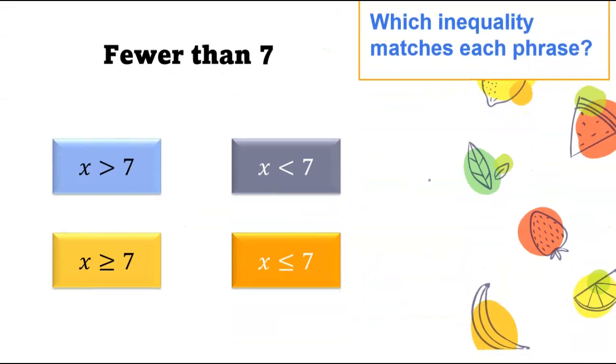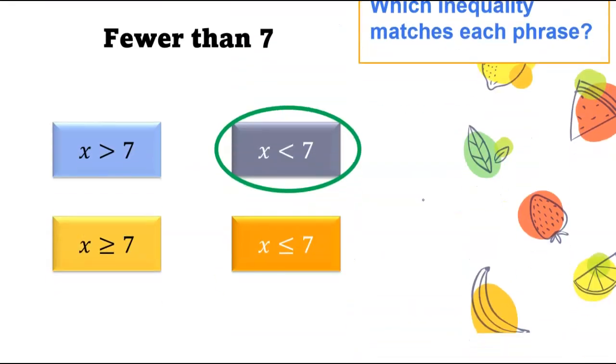And fewer than 7. Which one of these shows fewer than 7? There we go. Fewer is a similar term to less. Less than 7 means the same thing. So x is less than 7. X is the smaller term. That is the correct inequality for this phrase.